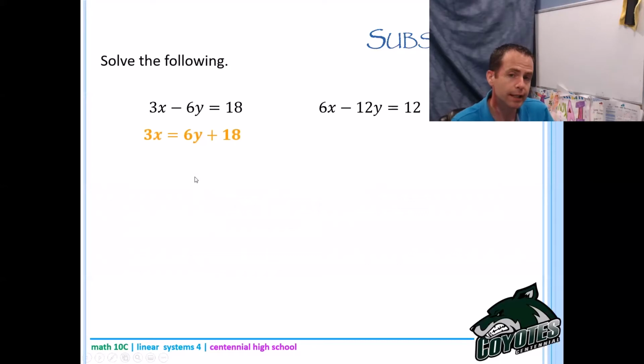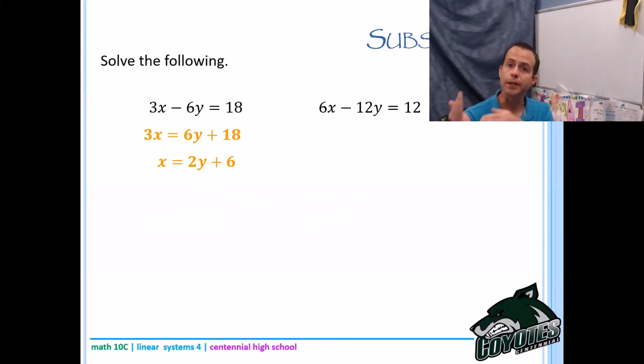So here I go getting x by itself. I needed to get rid of the negative 6y, so I brought that over. Essentially, I added 6y to both sides. Now I'll divide everything by 3, and that'll give me x equals 2y plus 6. Okay? I have a statement that says x is the same as 2y plus 6. So anytime I see an x, I could replace it with 2y plus 6.